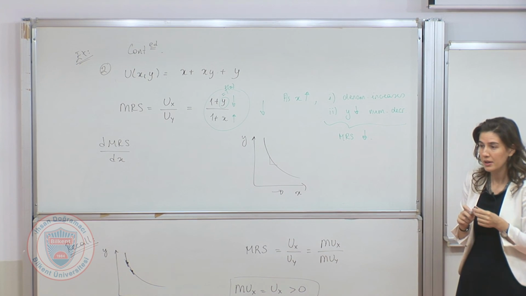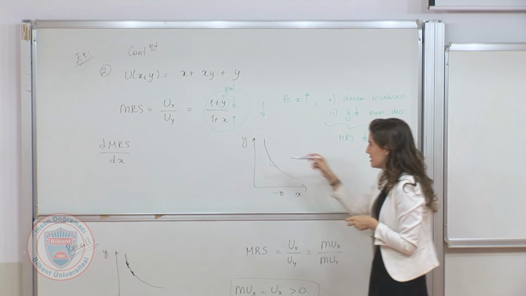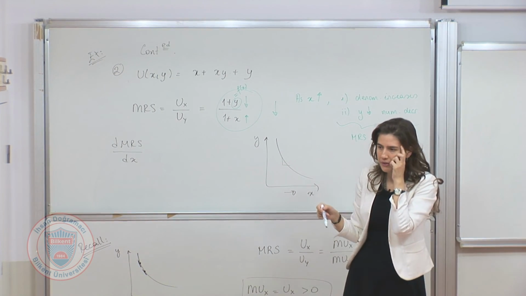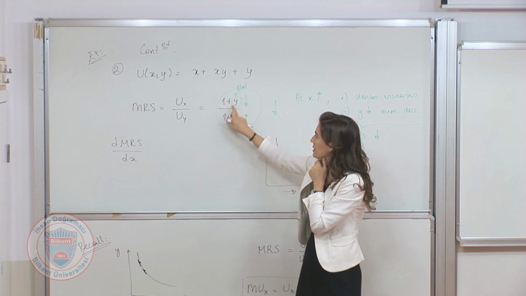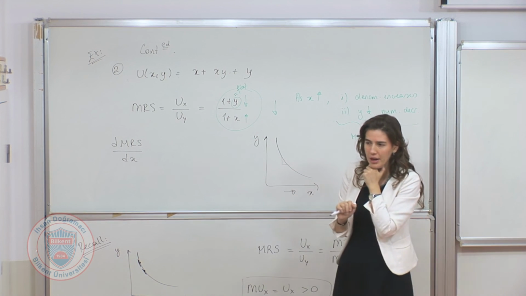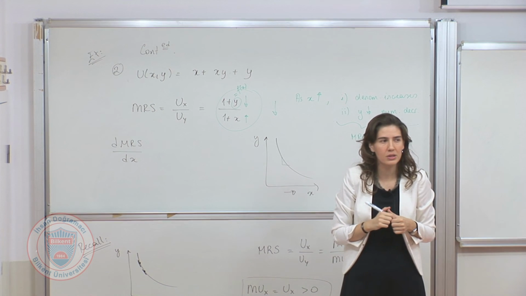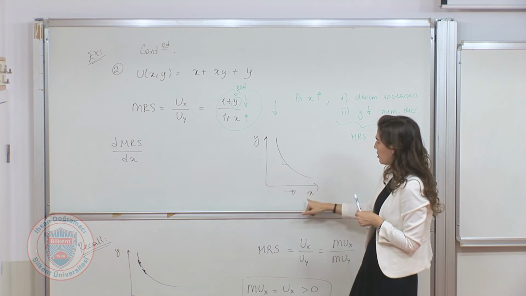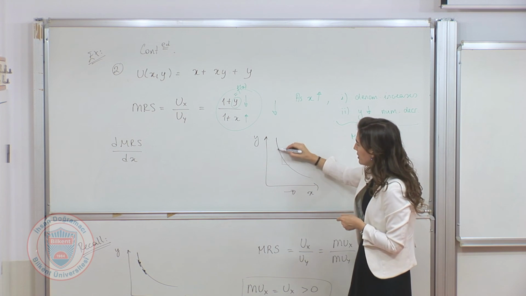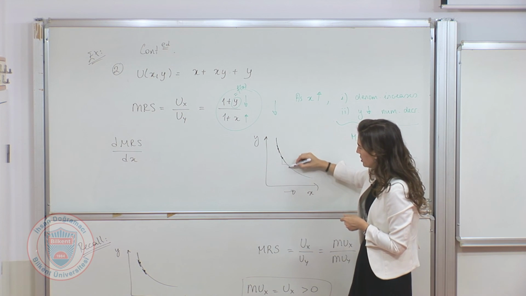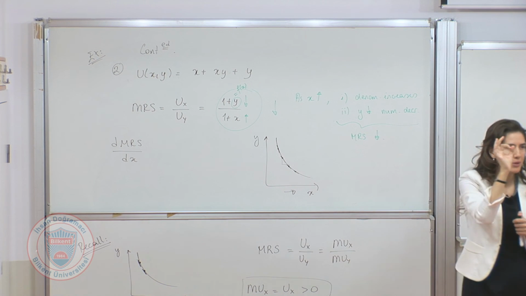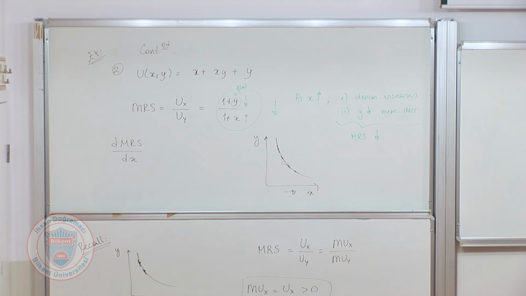So y is the other good, right? If you keep the utility level the same and change x, this y is going to change as well. Because you want to figure out whether, along this indifference curve, as x increases, the marginal rate of substitution decreases or not, which means that you have to keep the utility level the same. So if you increase x, you should be decreasing y, right?